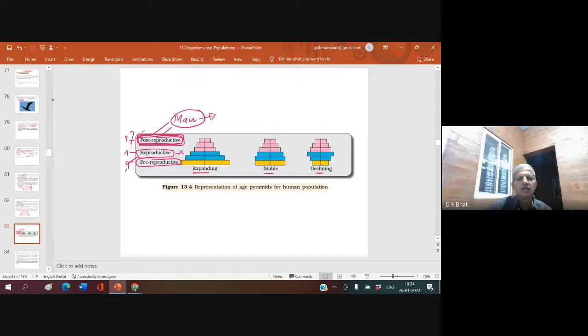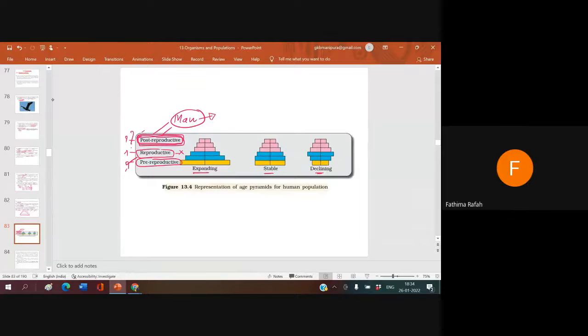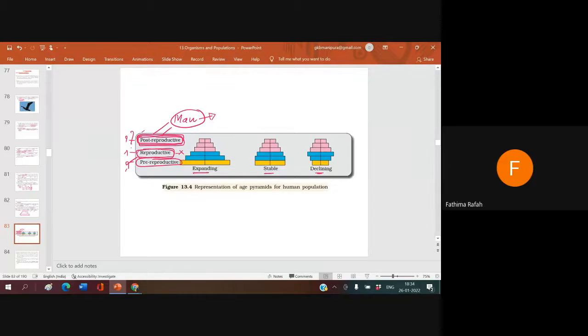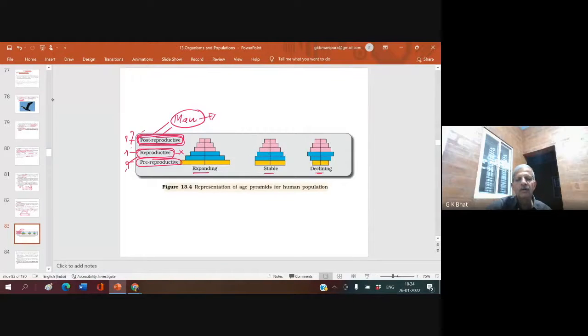Elderly man, grandpa, pre-reproductive. As far as women are concerned, you can say pre-reproductive is prior to menarche. Reproductive is the period between menarche and menopause. Post-reproductive is after menopause. In the case of women, there is a clear-cut demarcation. In the case of men, pre-reproductive goes to the children below the age of 10.